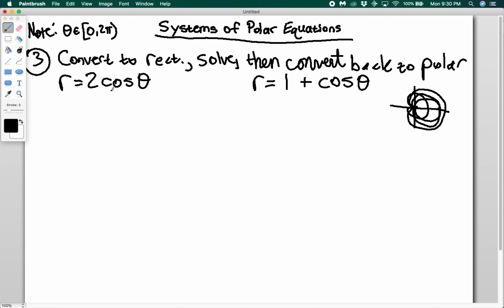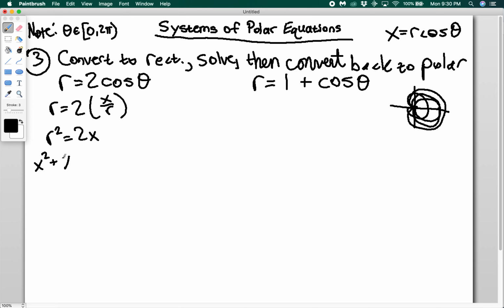So converting this to rectangular, thinking back to my ratios, r is going to be equal to 2 times cos theta, and cos theta is equal to just x over r, right? If you think back to our triangle in our conversion where we have x equals r cos theta, right? So then cos theta equals x over r. So I'm going to write r equals 2 x over r. Multiply everything by r. I get r squared equals 2x. r squared is equal to x squared plus y squared. So I have x squared plus y squared is equal to 2x.